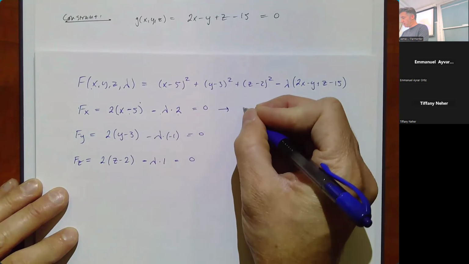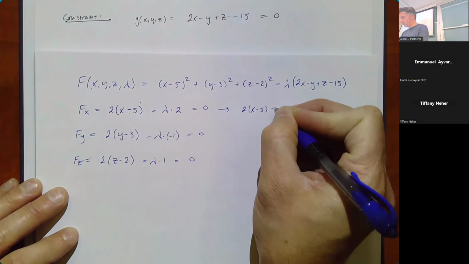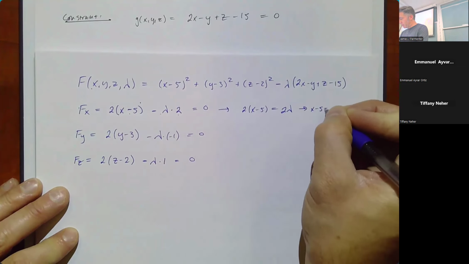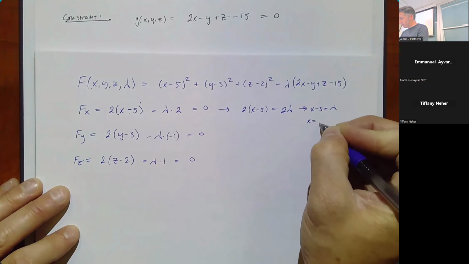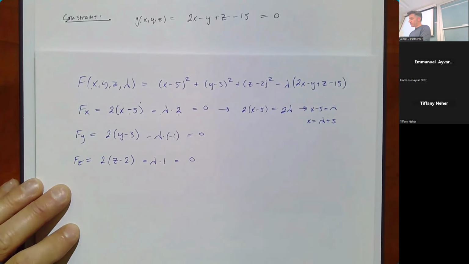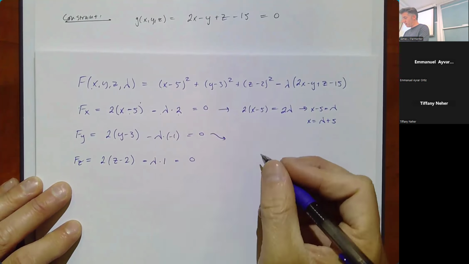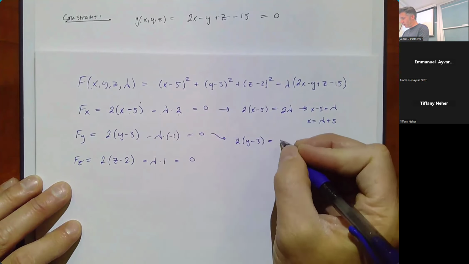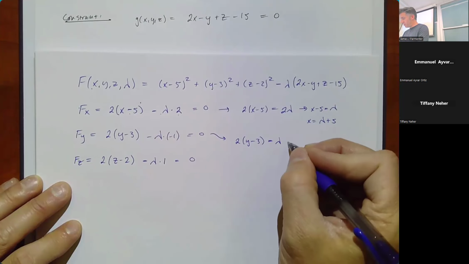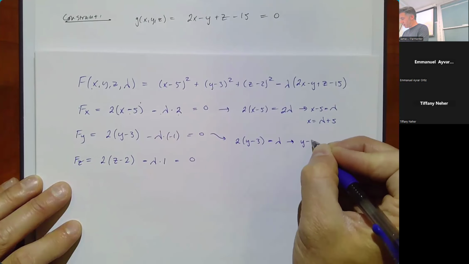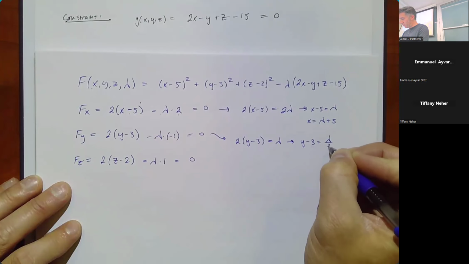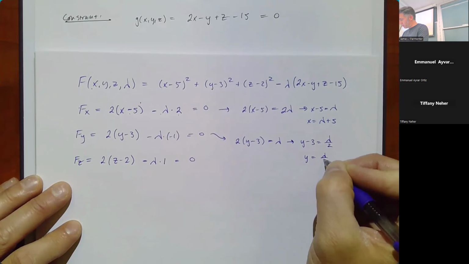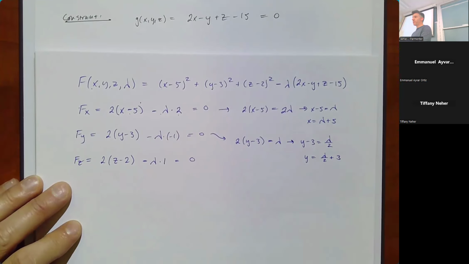So here I'm going to get 2 times x minus 5 equal to 2 lambda, which means x minus 5 equals lambda, which means x equals lambda plus 5. Here I'm going to do the same sort of thing. I'm going to have 2 times y minus 3 equal to lambda. Divided by 2, I'm going to get y minus 3 equal to lambda divided by 2. And then add 3, I'm going to get y equal to lambda over 2 plus 3.